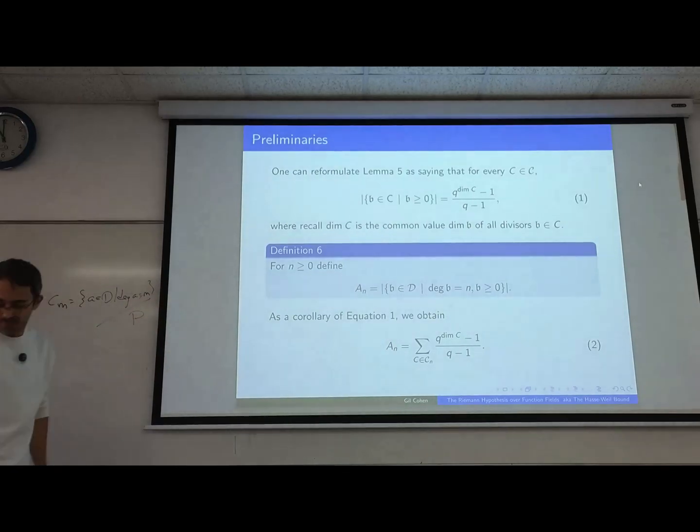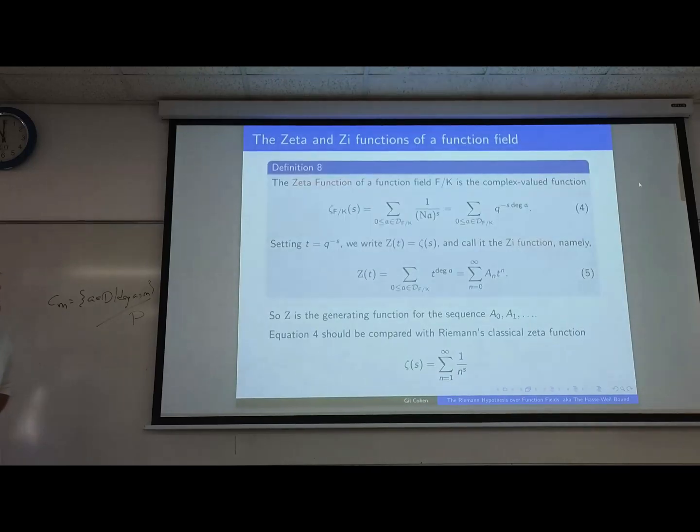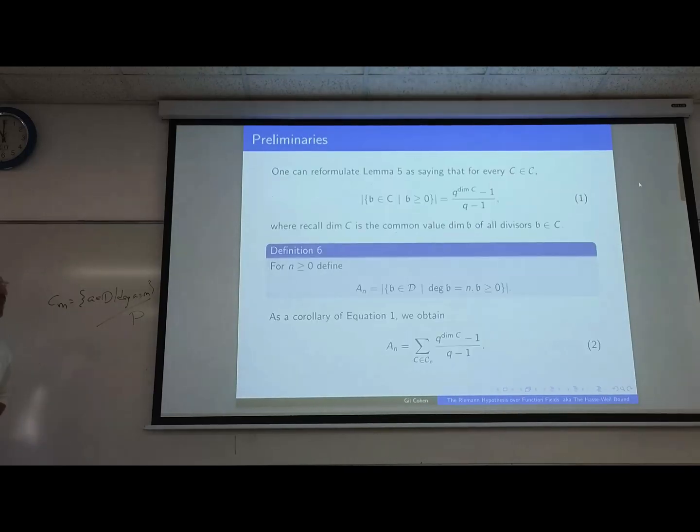Right, and after the break, we're going to be like two slides away from defining the zeta function of a function field, or three depending on whether you count the first one. Good. So we have a break.